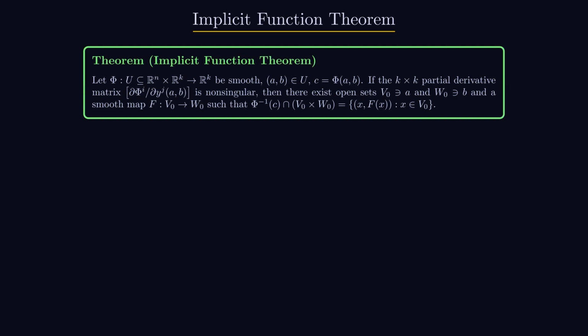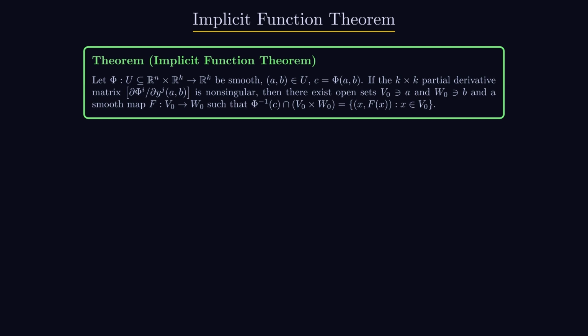The hypothesis is that the k by k matrix of partial derivatives of phi with respect to the y variables alone, evaluated at the base point a and b, is non-singular. This is an invertibility condition on the y Jacobian only, with no assumption on the x partial derivatives. The conclusion is that around a and b, the level set phi inverse of c is exactly the graph of a smooth function f from v0 to w0.